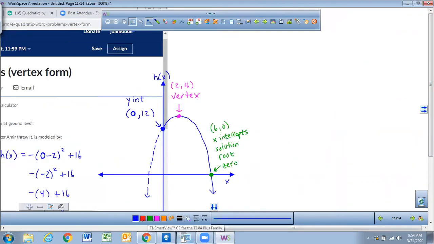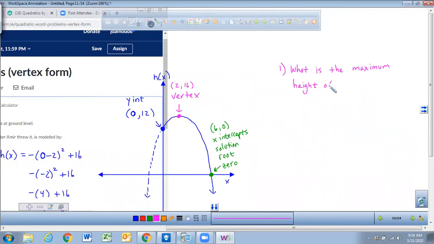All right, so here we go. Question number 1. Other questions they could ask you. What is the maximum height that the ball gets? What is the maximum height of the ball? What would you guys say the maximum height of the ball is on this graph right here? Is it 16? You're right, the vertex, that is the maximum, you're right.